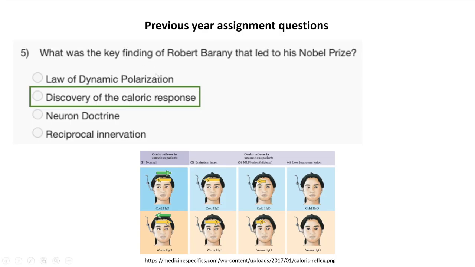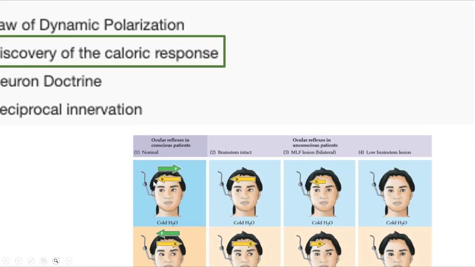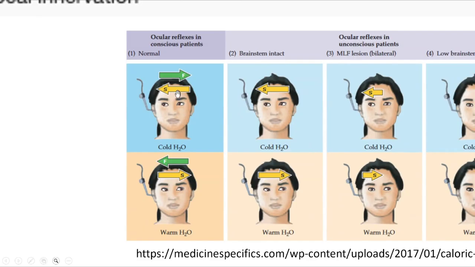So, what was the key finding of Robert Barany that led to his Nobel Prize? He discovered the caloric response. The caloric reflex test is also conducted by ENT doctors, and he was the one who discovered this caloric response. And what is that basically? He discovered that if you pump, with a syringe, hot or warm or cold water into the ear of a patient.